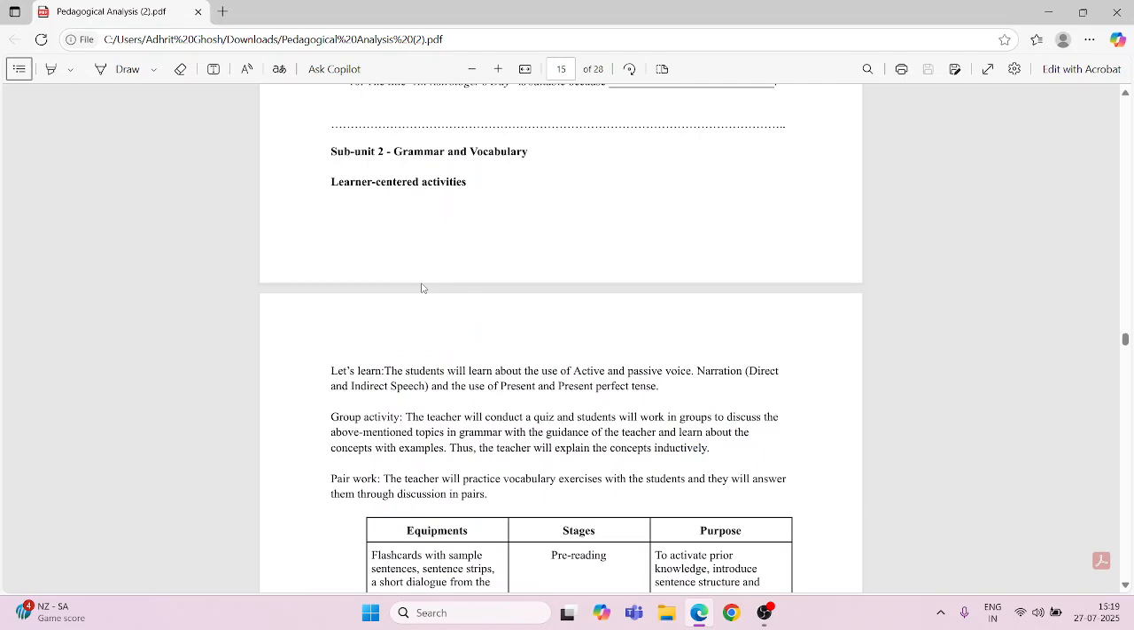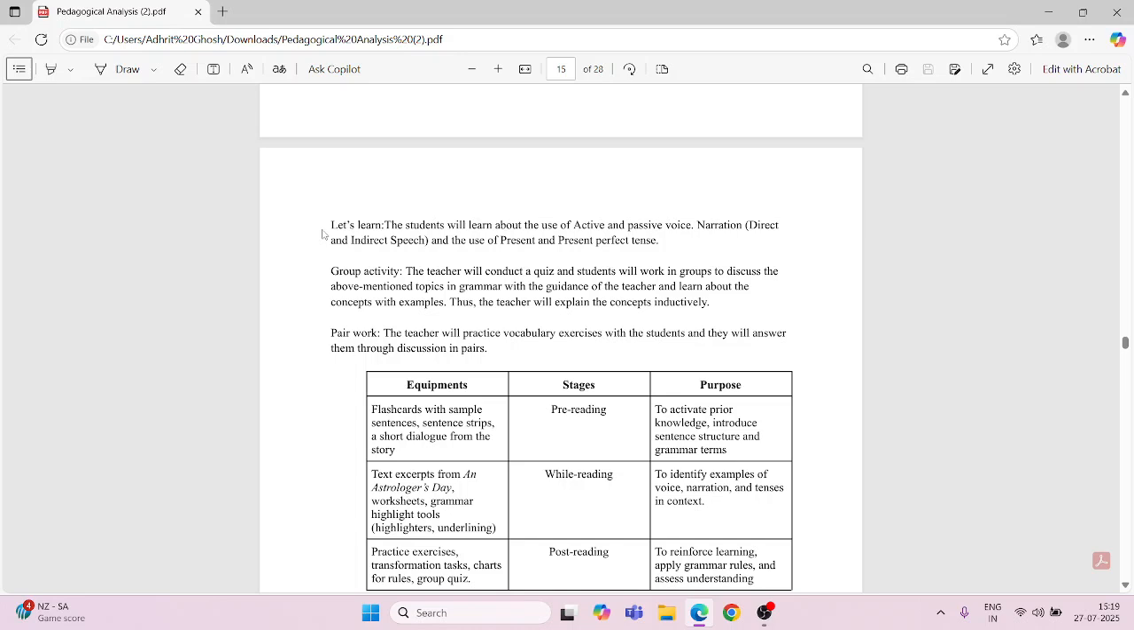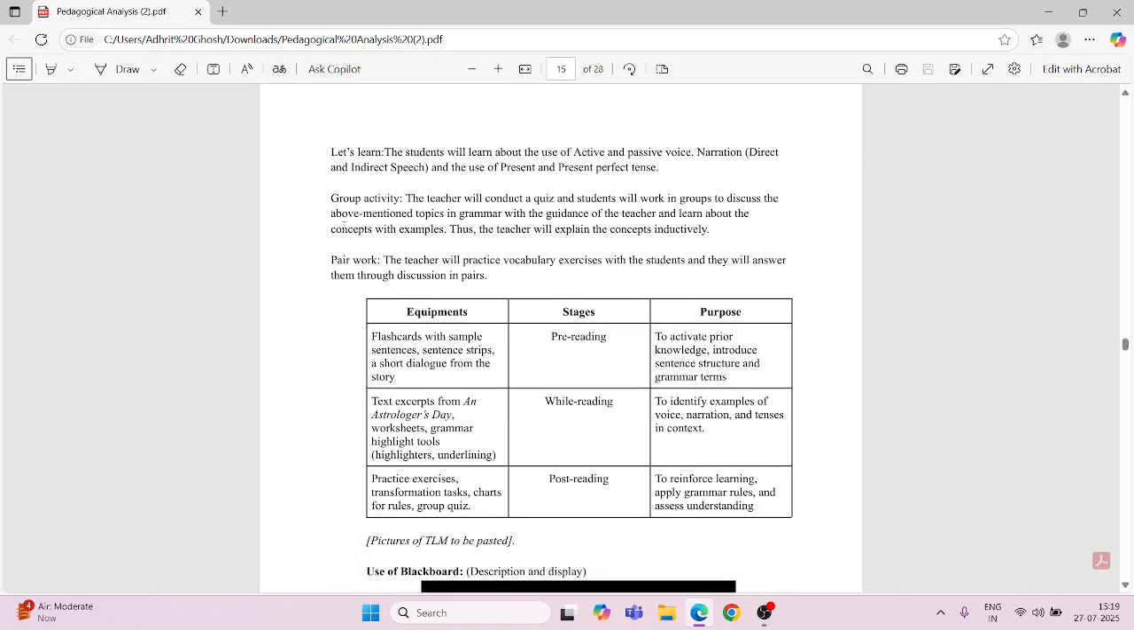Now we move on to subunit 2, that is grammar and vocabulary. Same thing again, you have to give learner-centered activities. Let's Learn will describe the theoretical portions of grammar to be taught, that is active passive voice, direct indirect speech, and present perfect tense, which is what I have chosen. Then we have the group activity, that is the teacher will conduct a quiz and the students will work in groups. I've given them a quiz to be done by the teacher.